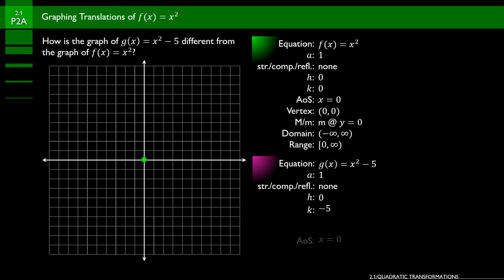The axis of symmetry, remember again, is x equals h, so that means x equals 0. The vertex is h and k, so 0 and negative 5. The maximum or minimum, we have a minimum at y equals negative 5, and then we have a domain of negative infinity to infinity, again, which is all real numbers. And finally, a range, since the minimum is at negative 5 and it opens upwards, it's going to be negative 5 to infinity.